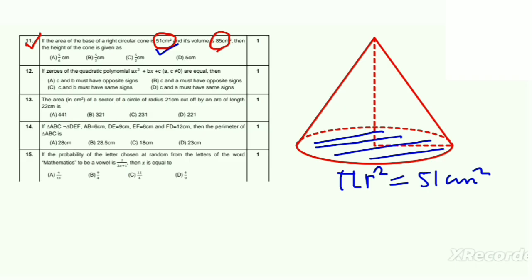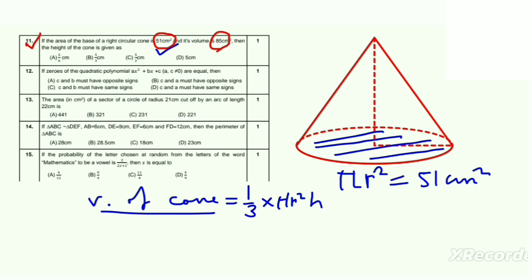Again we have a formula for finding the volume of a cone: volume of cone is 1 by 3 into pi r square h, and the volume of the cone here is given as 85 centimeter cube. 85 equals 1 by 3 into, and this pi r square is equal to 51, so it should be written over here as 51 into h as it is, which we have to find here.